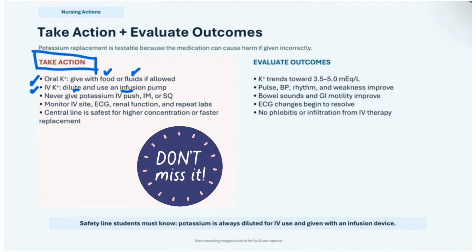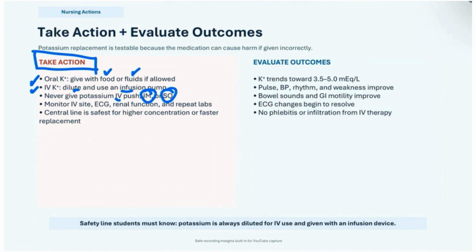And here is a safety rule that you really need to know. Never give potassium IV push. Potassium is also not given intramuscularly or subcutaneously. So remember that: never IV push, and never intramuscular or subcutaneous. Next, monitor the patient during replacement. Watch the IV site, because remember, potassium can irritate the vein. So we need to look for that.